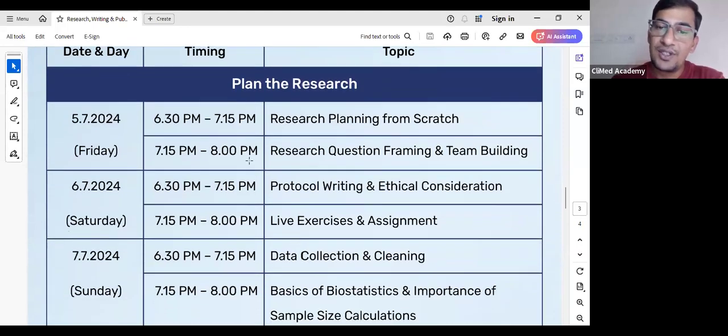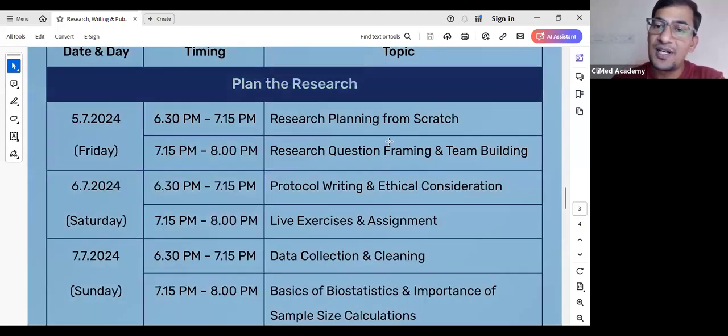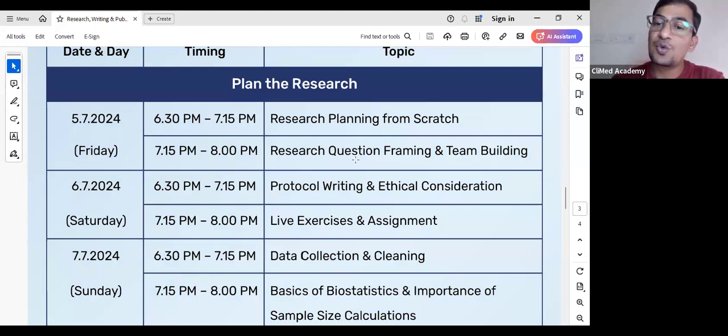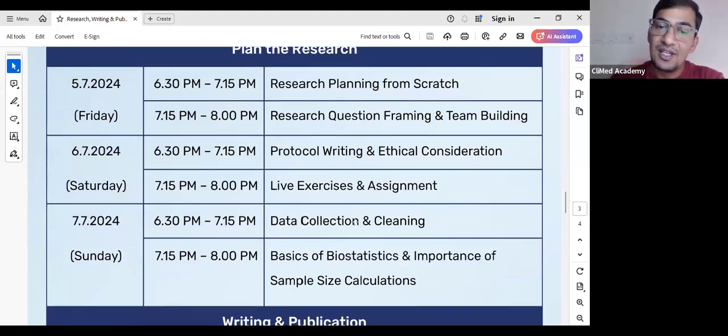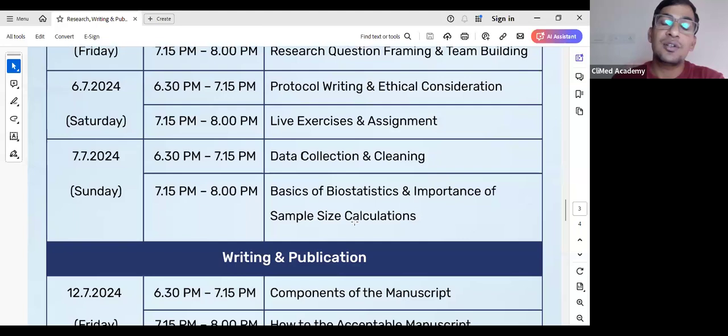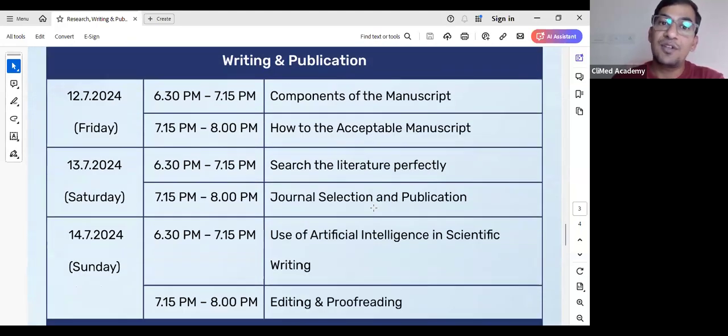Today we are going to discuss these two topics: research planning from the scratch, and research question framing and team building. Then protocol writing and ethical considerations tomorrow, with some live exercises on ethical considerations. Then on the 7th, Sunday, data collection and cleaning, and then basics of biostatistics and the importance of sample size calculations. Then we'll start the writing and publications next week.